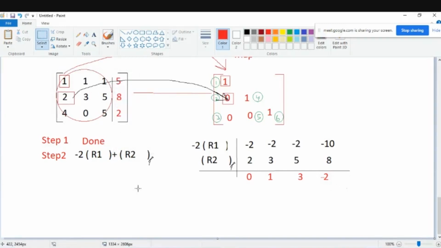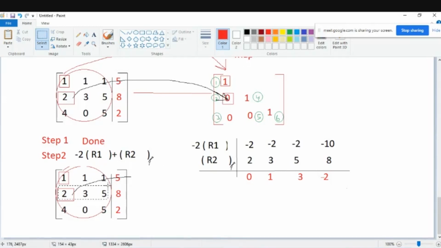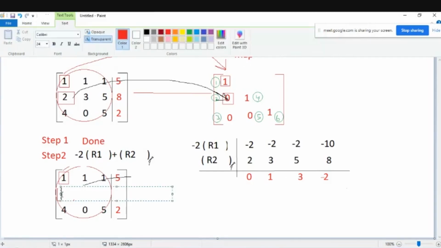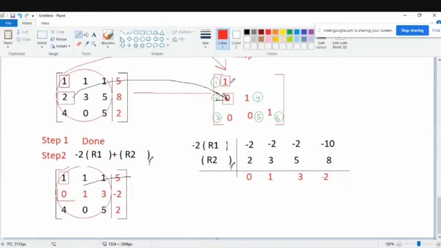I will copy the same matrix exactly, except for row number 2. Because here I put 2 dashes, that means I'm going to remove row 2. When you remove row 2, replace it by this value, which we did before. Then instead of row 2, I'm going to put 0 and 1 and 3, and on the other side negative 2. Perfect. Now check with me. Step 1, correct 1. Step 2, correct 0. Then step 2 also finished.